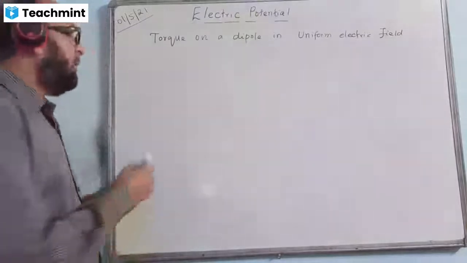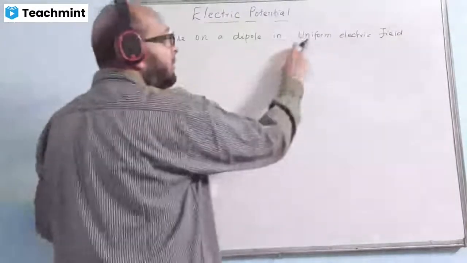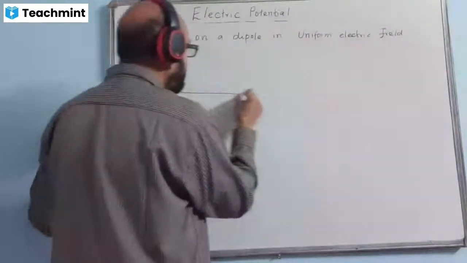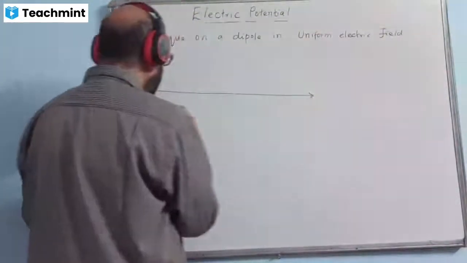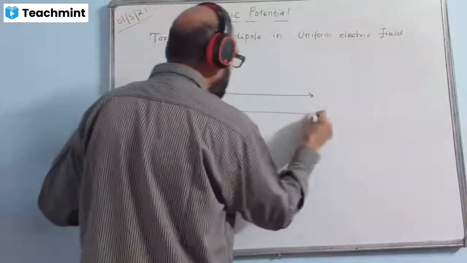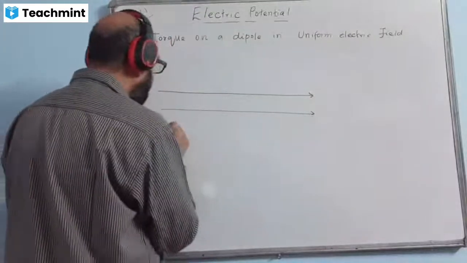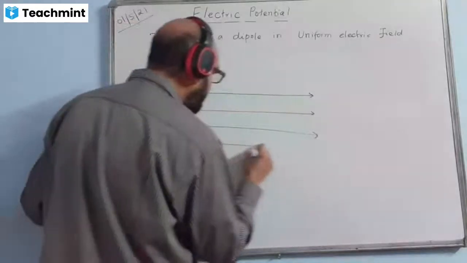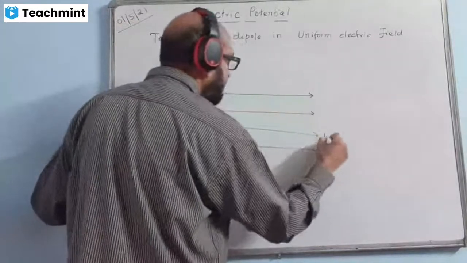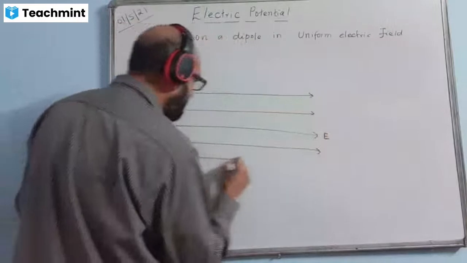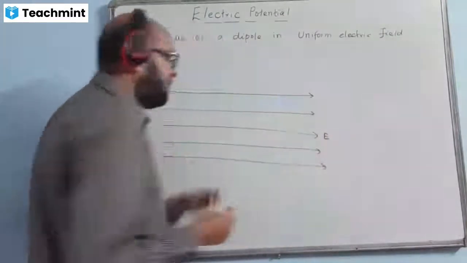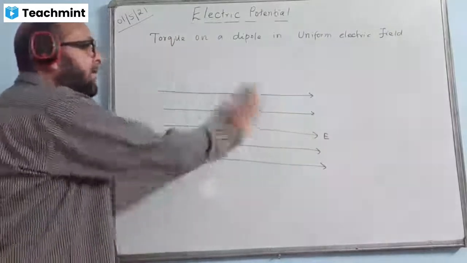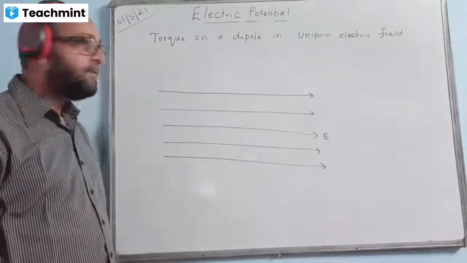Okay. For this, we'll draw the diagram of a uniform electric field. A uniform electric field diagram we will draw like this: parallel lines. A uniform field is represented by straight lines parallel to one another like this. The electric field. Like this we draw. That means the value of E is the same everywhere in this region.